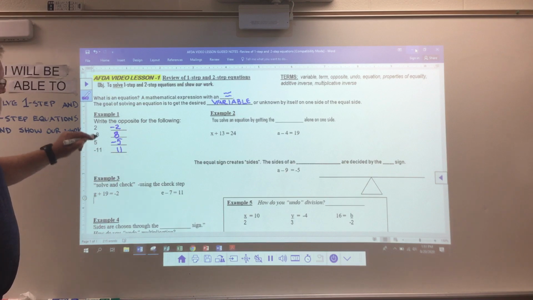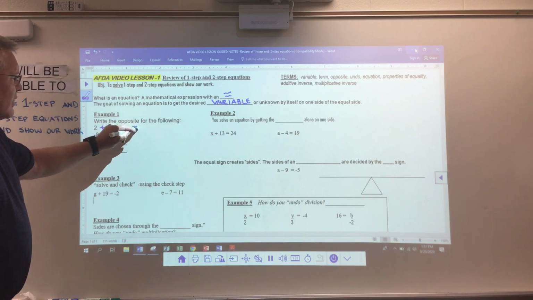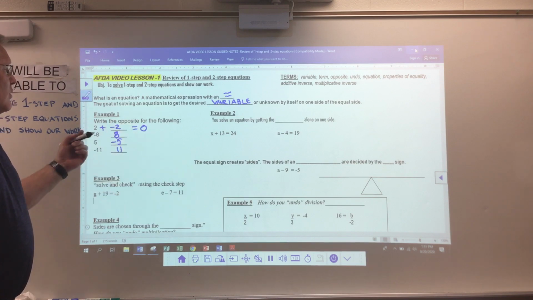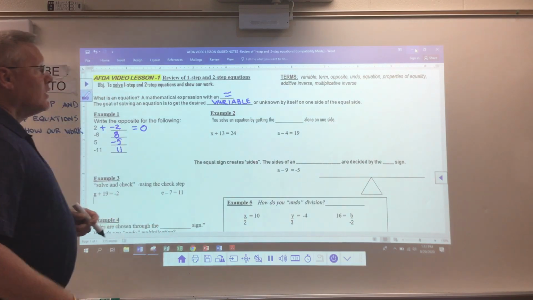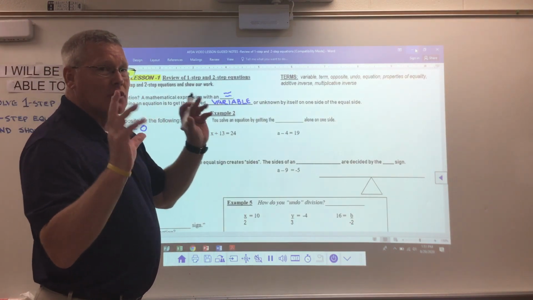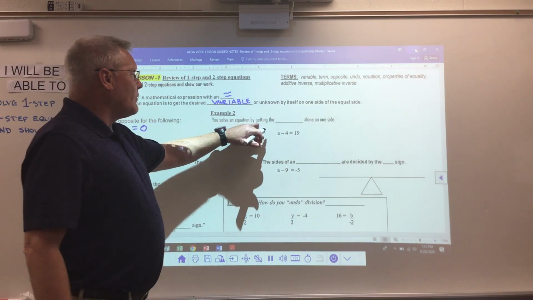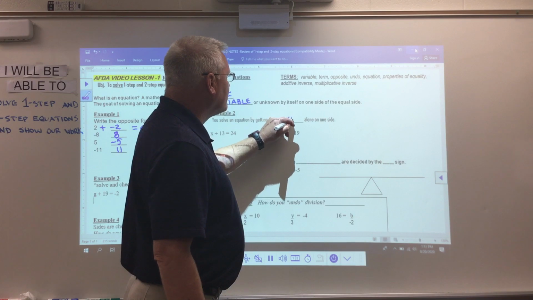And like we said, if you were to add the opposites together from your warm-up today, you know that's going to be 0. And again, that's the additive inverse property. So let's see how we use that property to help us solve equations. Again, solve an equation by getting the variable alone on one side.